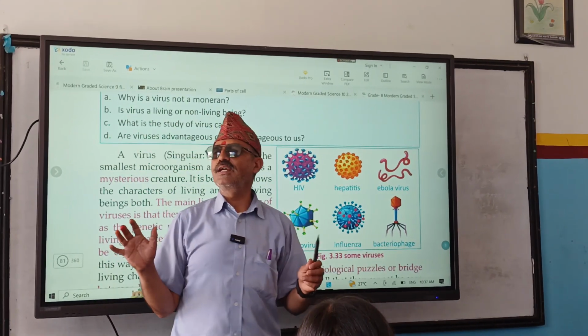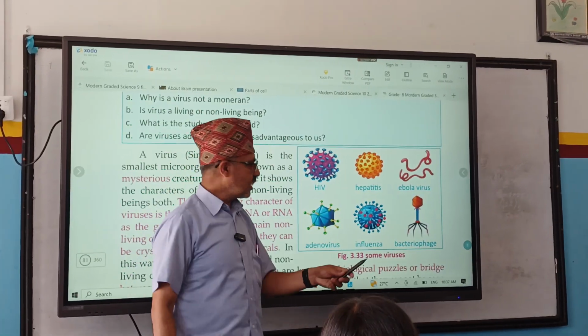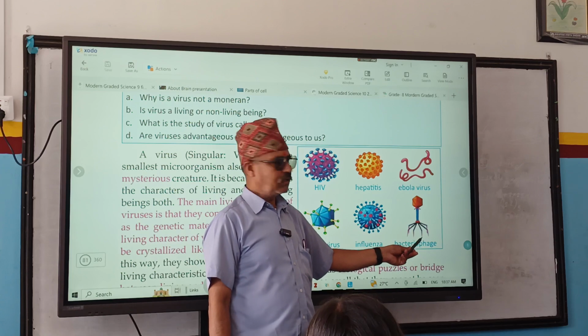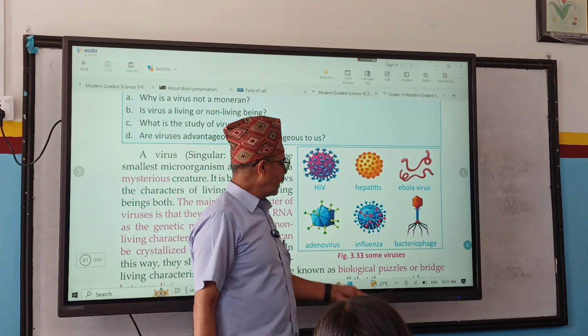We are affected by bacteria, right? But bacteria are also affected by a virus. This is called bacteriophage. And he said capsid.